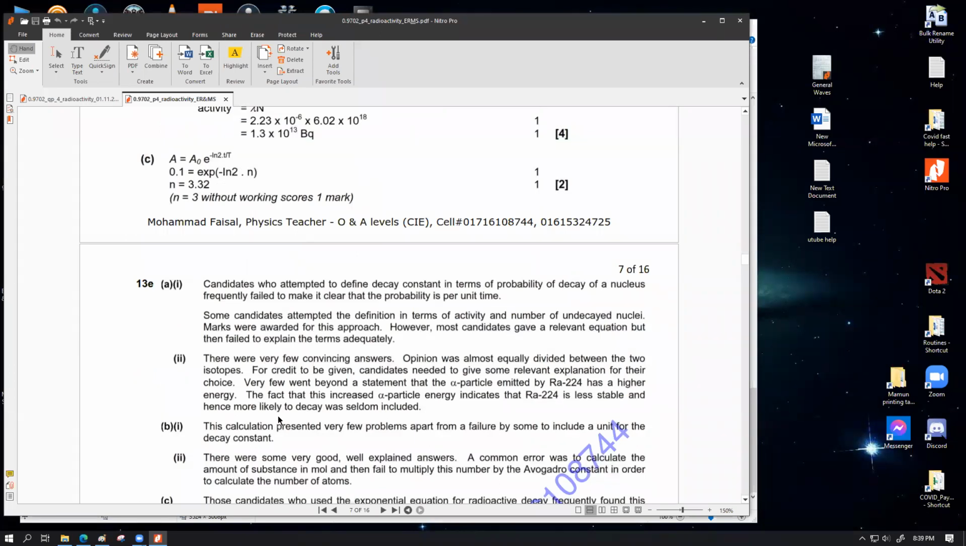So, sir, does this basically mean that the mass defect was higher for one and for the other one it was lower? তার জন্য? Sir, basically radium-224 was unstable, so it required less energy to break down or decay, right?